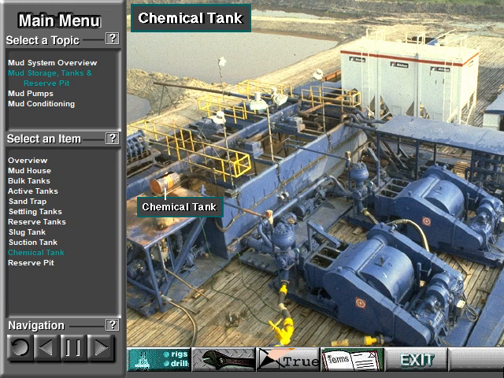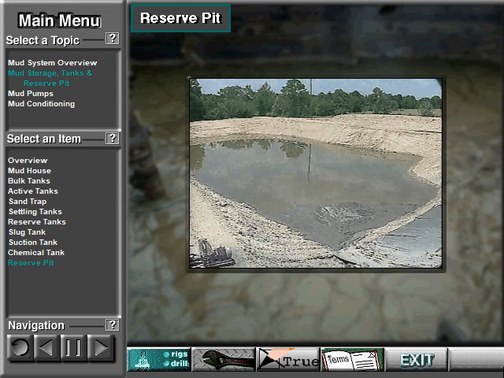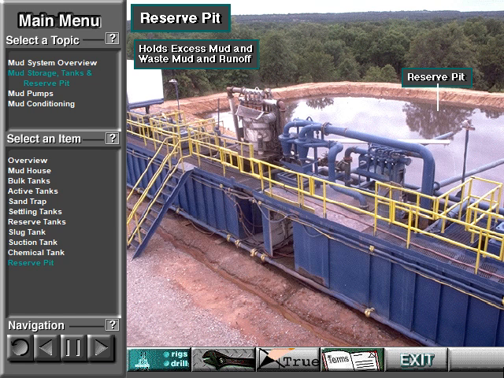Crew members use the chemical tank to mix special chemicals, such as caustic, that they will put into the active mud tanks. On some land rigs, the rig owner digs a large pit next to the rig. This pit is called the reserve pit. The crew puts waste mud and runoff from the rig site in the reserve pit. In an emergency, they can also use it as a place to put more mud than the tanks can hold.